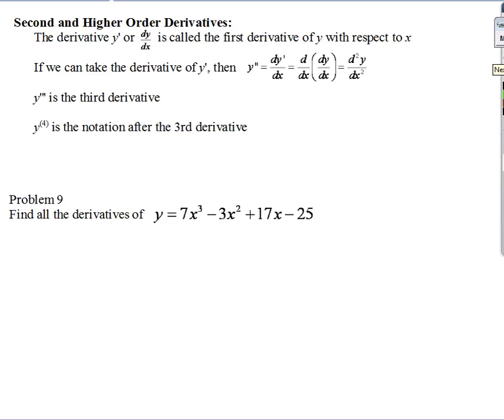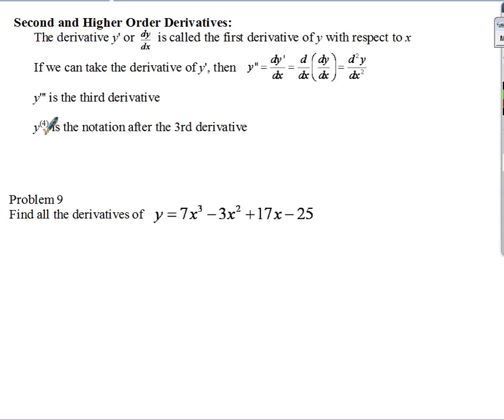Second and higher order derivatives. The derivative, or y prime, dy dx, is called the first derivative of y with respect to x. We can also take the derivative of y prime, which gives us the second derivative, y double prime. This would be known as d squared y over dx squared. Remember, d dx means take the derivative of the derivative, so that's d squared y over dx squared. After the third derivative, we can still use 3 primes, but anytime after 3, we just put it in parentheses and say, okay, the fourth derivative will be y to the 4th.